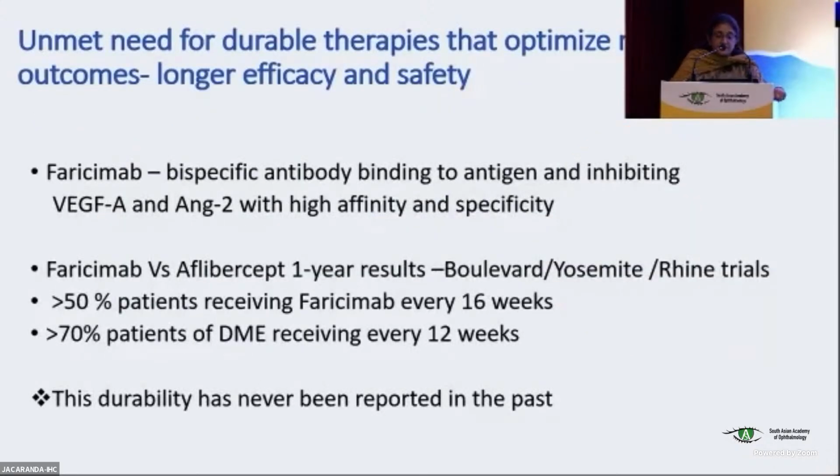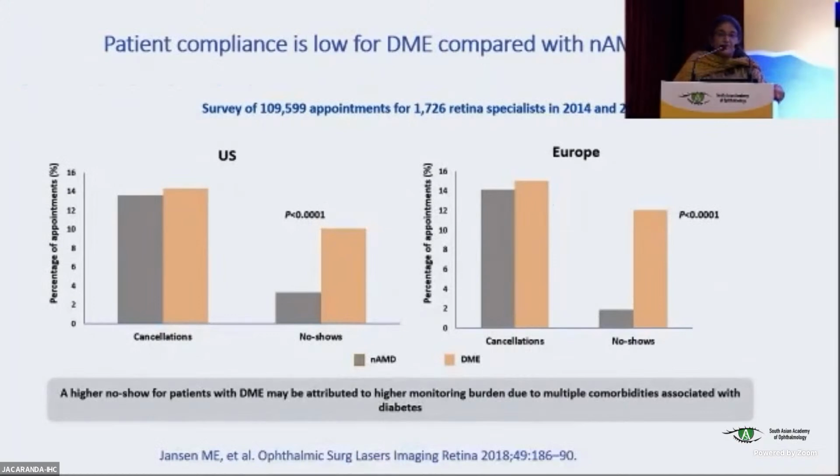Faricimab, again, is a new drug which we have in our armamentarium, and the one-year results have shown that more than 50% of the patients receiving faricimab can be maintained on injections every 16 weeks, and more than 70% of the patients with DME can be maintained on treatment every 12 weeks. This shows that now we are slowly moving towards a more durable treatment with less frequent injections, which probably will result in better compliance. Now, why is patient compliance low for DME patients as compared to neovascular AMD?